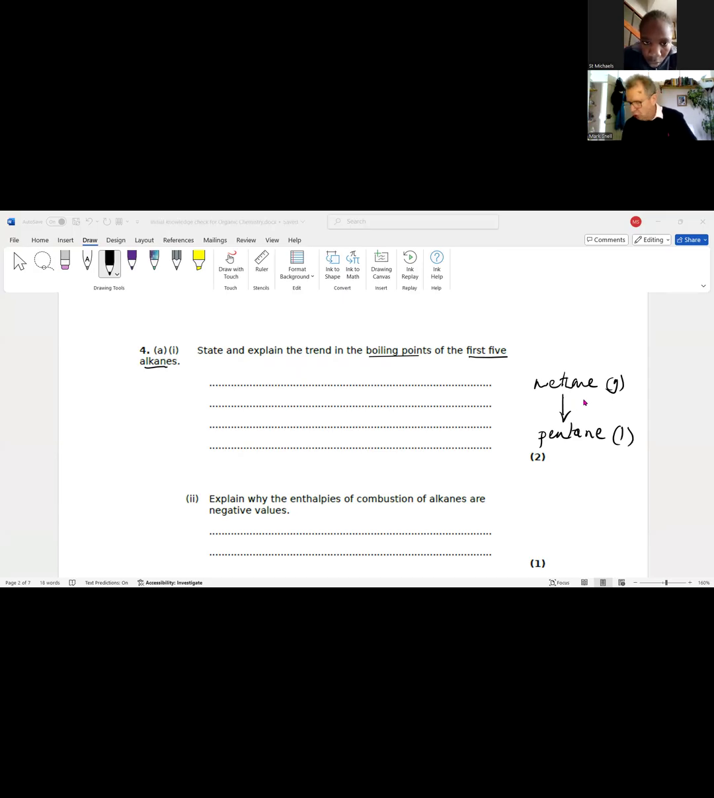So what is the trend? Are they getting greater? Are they getting smaller? And it says state and explain. Now it's 2 marks, so it'll be 1 mark for that and 1 mark for this. So you don't have to write too much, but you do need to do both parts to it. And then say in the second part, why are the enthalpies of combustion negative?